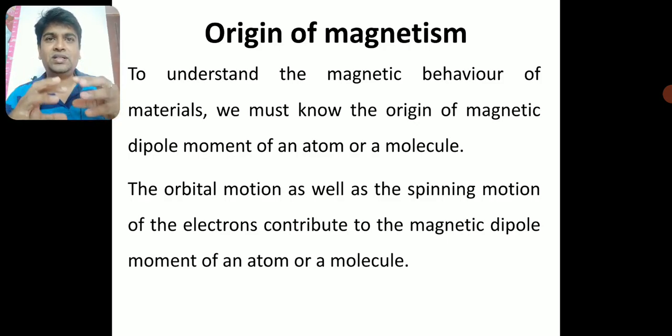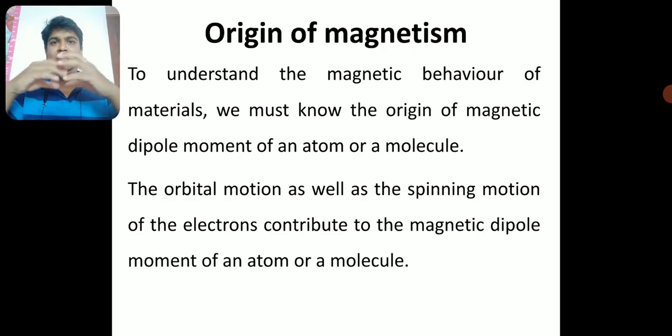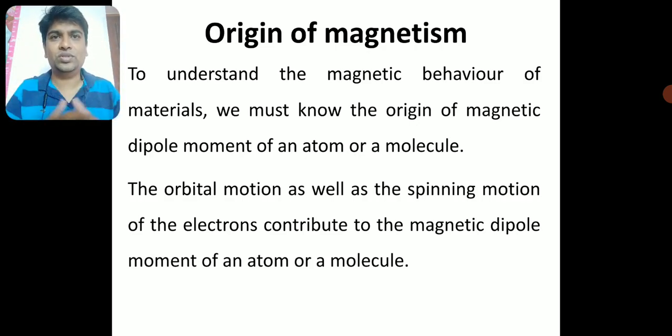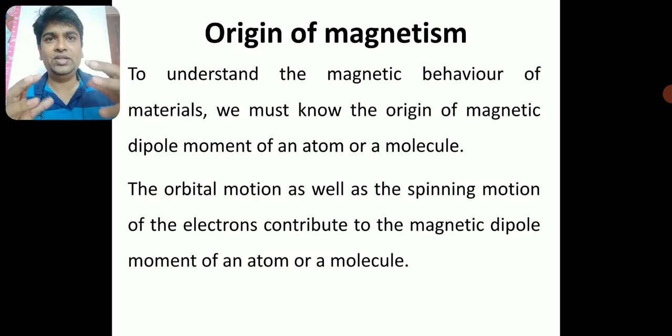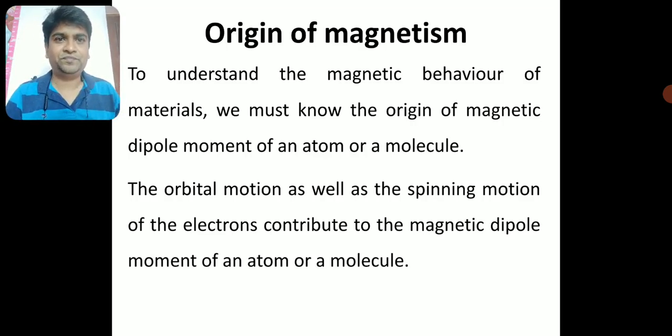So we need to understand the magnetic dipole moment of each atom and molecule. If I take a magnet, it is made up of a large number of atoms and molecules. To get an overall idea of how it behaves like a magnet and how it produces a magnetic field, we need to understand the origin of the magnetic dipole moment in each atom and molecule. We will go deep, to the micro level, to the nano level, to understand the material which behaves like a magnet, which we call a magnetic material.